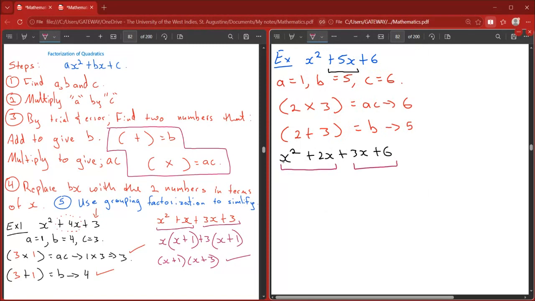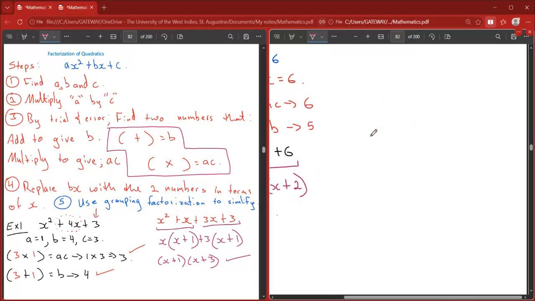So what is common between x squared and 2x? Take out the x, open bracket. X squared divided by x is just x. For your plus sign, 2x divided by x is 2. What is common between 3x and 6? You take out the 3, open bracket. 3x divided by 3 is x. 6 divided by 3 is 2. So you're going to take out the x plus 2 now, and you're going to put the x plus 3 in the other bracket. And that's basically the answer there. So that is one question down there.